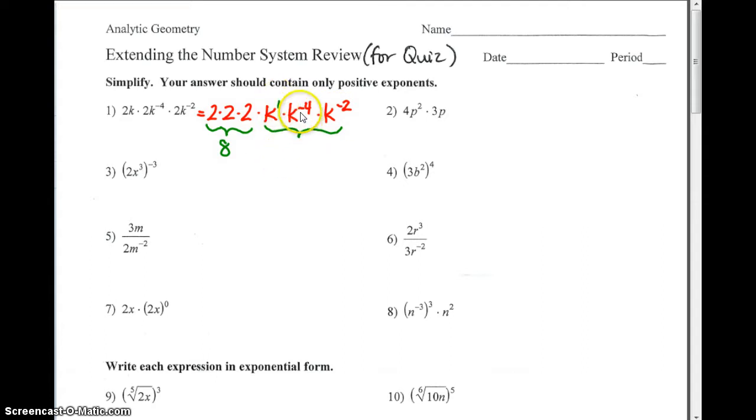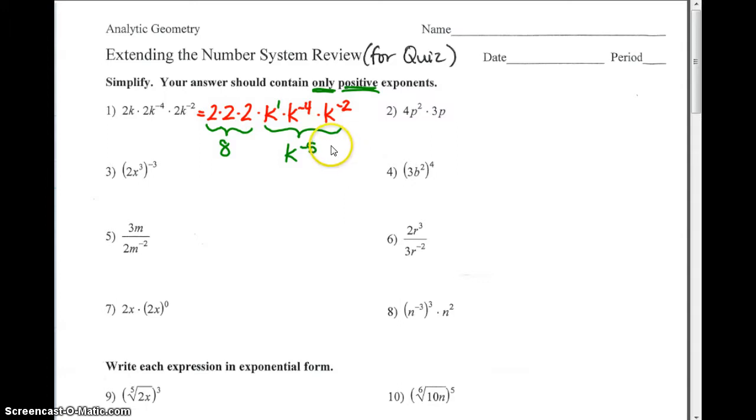Now remember, there's a 1 here, right? So what we're going to do is add: this is negative 6 plus 1, so k to the negative 5. Now the problem is we are not allowed to have negative exponents. Remember, directions say only positive exponents. This direction will also apply for your quiz tomorrow.